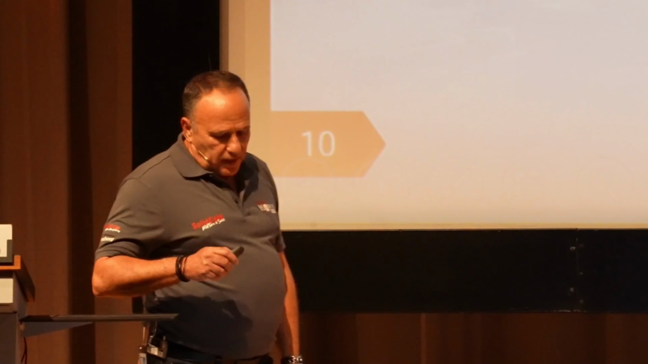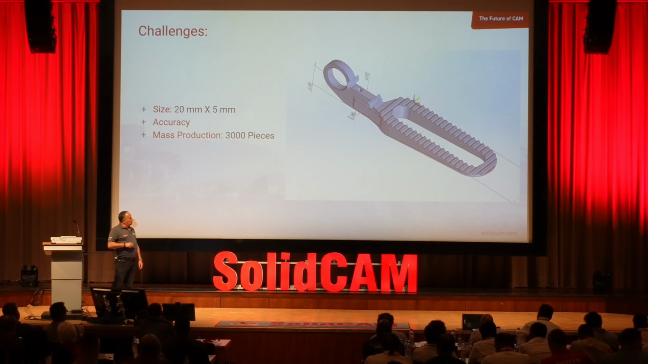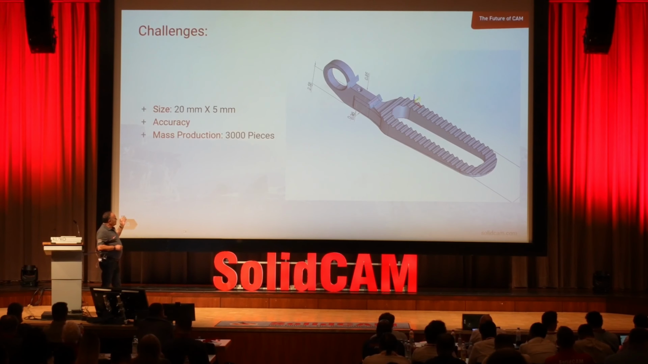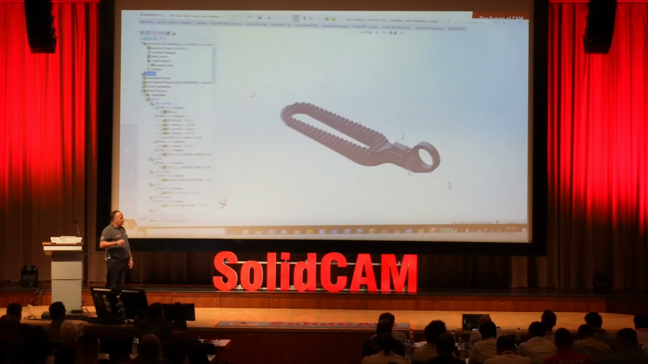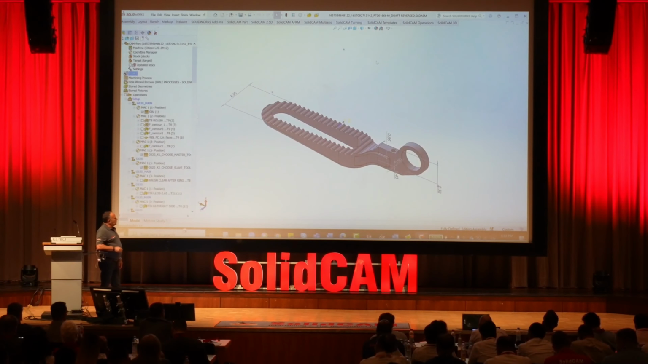So let's see another example, in this case, for Swiss type. This part is a very, very small part. In Swiss type, you know, all the parts are very small. It's 20 millimeter and 5 millimeter. Accuracy is very important here. And in this case, it's a series of 3,000 pieces. So again, every second is so important here.